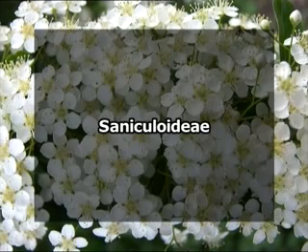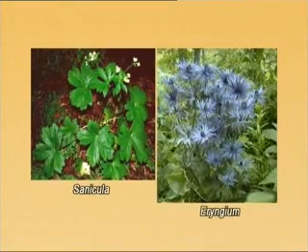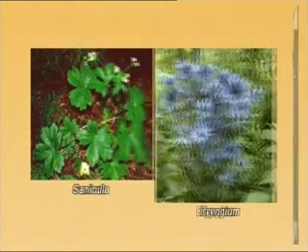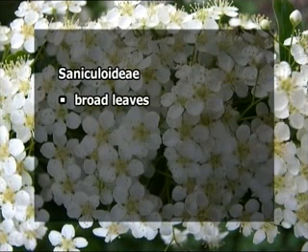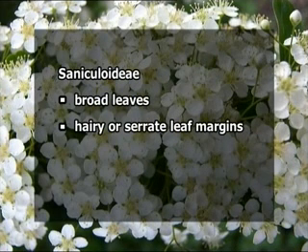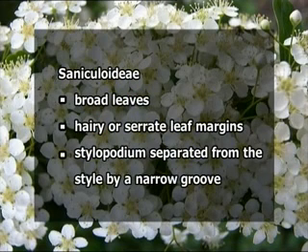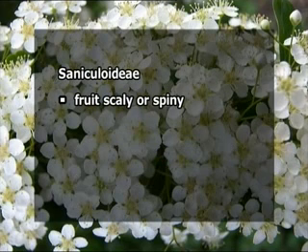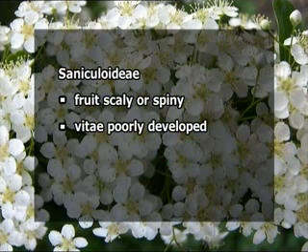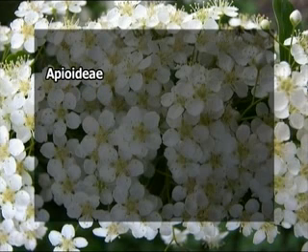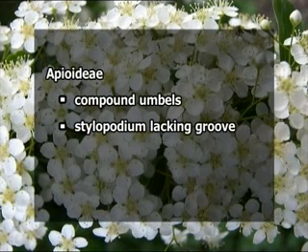Several clades, what are sometimes called subfamilies, can be recognized within the family Apiaceae. First of all, the subfamily Saniculoideae. Examples are genera like Sanicula and Eryngium. They are characterized by broad leaves with hairy or serrate leaf margins. They have a stylopodium which is separated from the style by a narrow groove. Here the fruit is scaly or spiny, and the oil cavities, what are called vittae, are poorly developed. One more subfamily, Apioideae, has compound umbels. They have a stylopodium but they lack a groove.